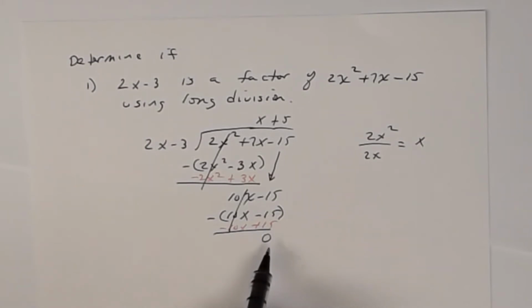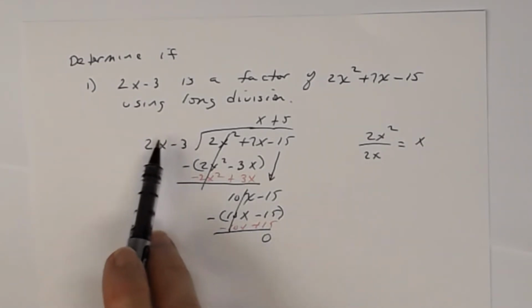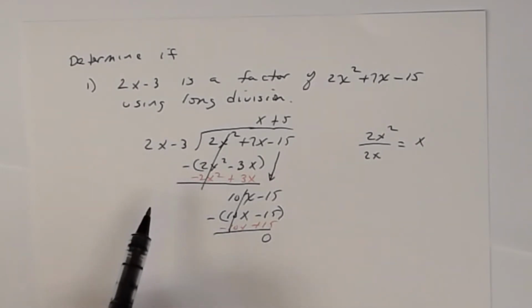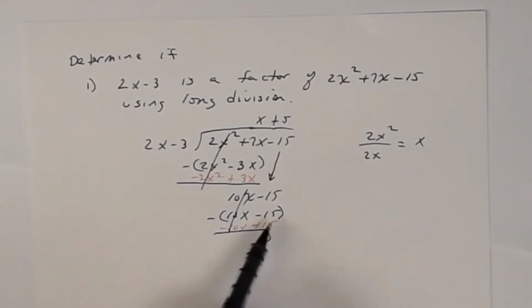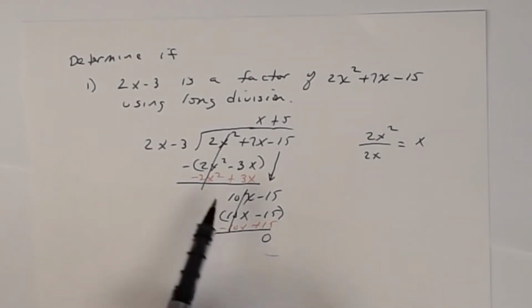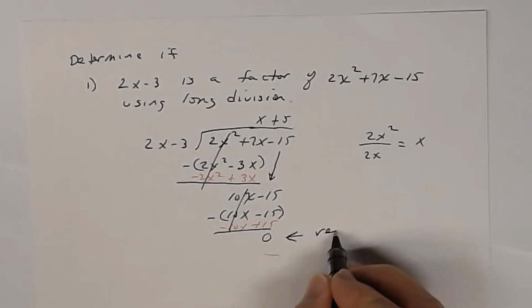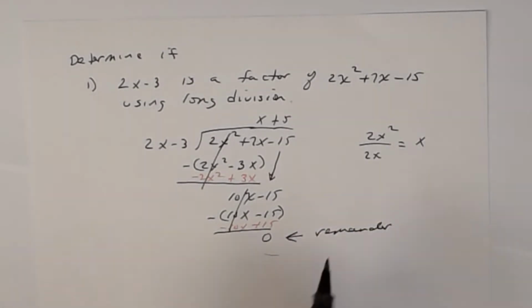The degree of a constant is 0. The degree of my divisor is 1. You stop using long division whenever the degree of the remainder is less than the degree of the divisor. So since the degree of my remainder, which is a constant, is 0, and this is 1, so since that's less, I stop. But notice, though, that the remainder is 0, right? That's my remainder.